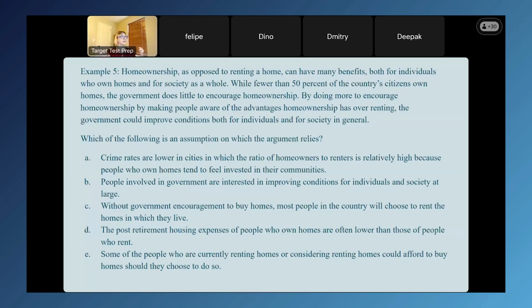So I wouldn't say one is always better than the other, but you do want to pay super close attention to which term is used because it can heavily impact how much the statement affects the argument.